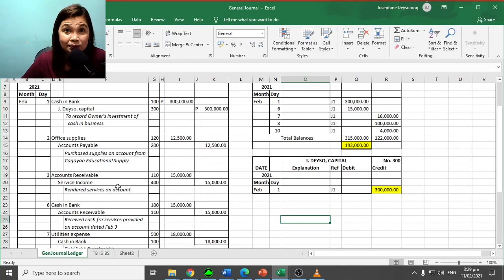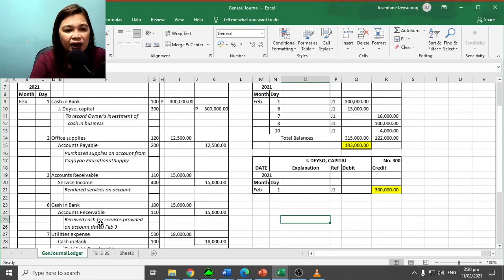15,000. That is still my asset because I have a receivable. And my credit side should be my income, my service income. That is the one parted with. I have receivable and I have services, which I call service income, which is 15,000. And later, you go to the general ledger and make an account, another separate account, which is accounts receivable, and another account, which is service income.